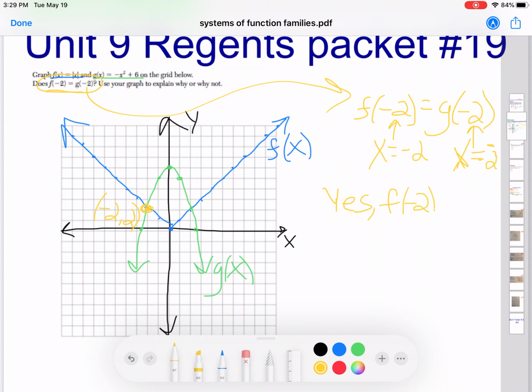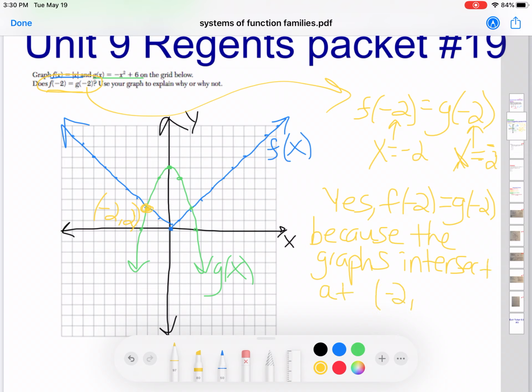So for the second part, we would say yes, f of negative 2 equals g of negative 2. And then it says use your graphs to explain why or why not. So we're going to say yes, f of negative 2 equals g of negative 2 because the graphs intersect at negative 2, comma 2. Which tells us that at the x value of negative 2, both graphs are equivalent to positive 2.